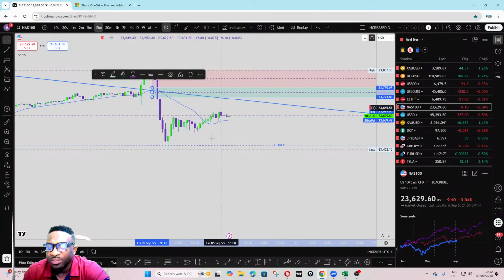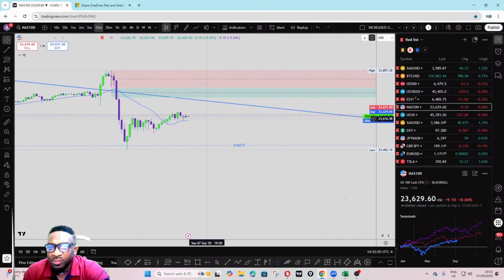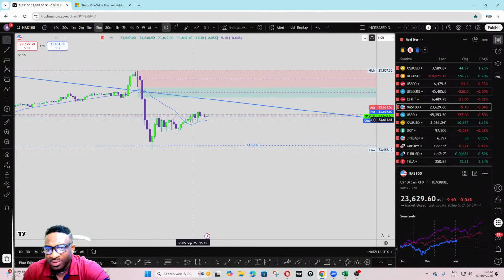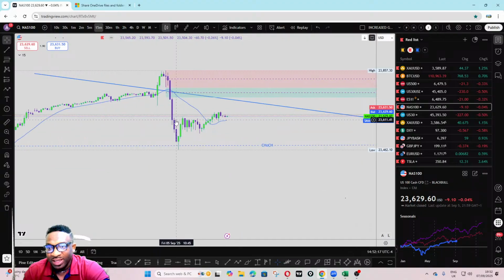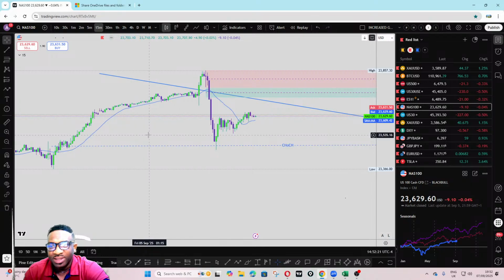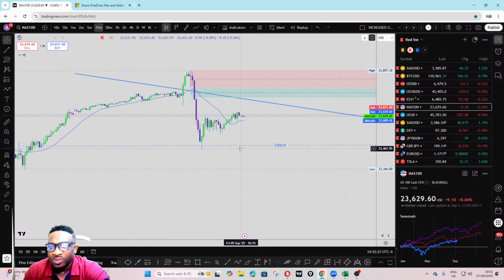So we have this imbalance right here. We have this imbalance right here attached to the supply zone. And then we also have this imbalance here. So it's kind of giving us an indication of a reversal. This is what price is telling us now.